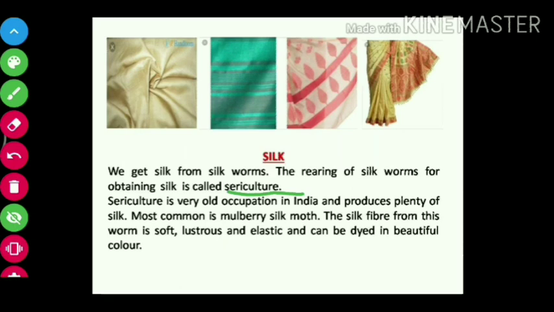It is a very old occupation in India and produces plenty of silk. Most common is the mulberry silk moth in India. The silk fiber from this is very soft and lustrous. Lustrous means it is shiny and elastic and can be dyed in beautiful colors. You are seeing above four pictures of silk cloth. This silk cloth looks shiny, very soft and beautiful.